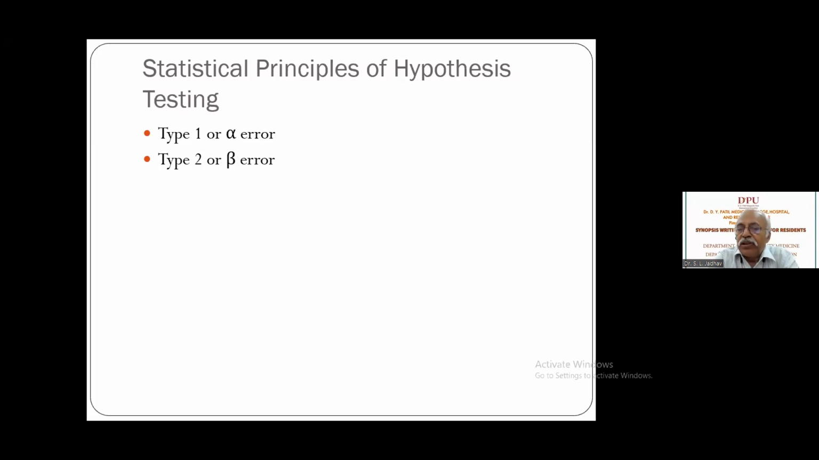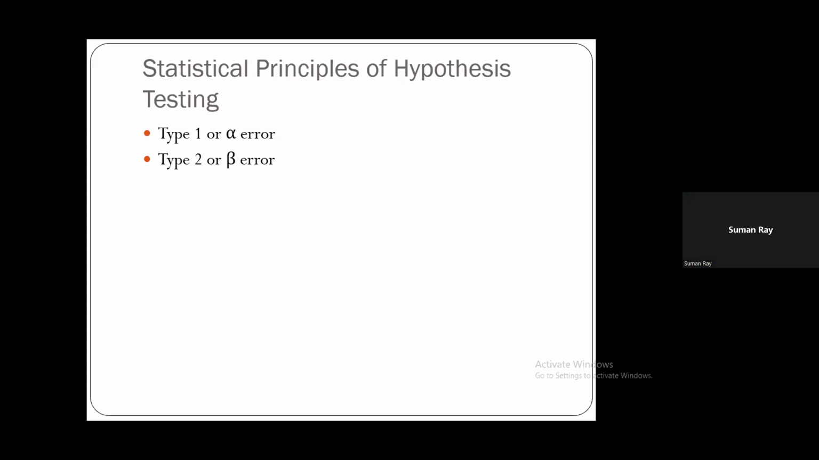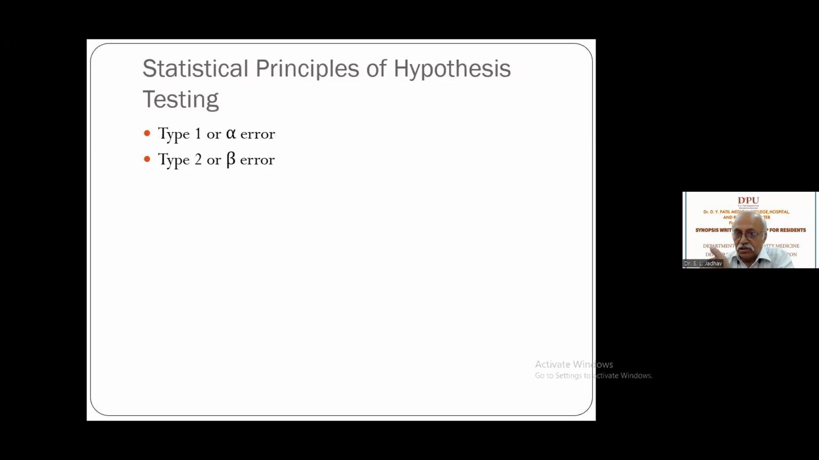Type 1 error is usually kept at 5%. That is why P is equal to 0.05. That is, you are keeping the type 1 error at 5%, 1 in 20. That means that if there is no difference between the two groups, if 20 people repeat the study, one will find a difference just by chance. That is, the difference will be observed even if there is no difference in the two groups, 5% of the times, by chance.